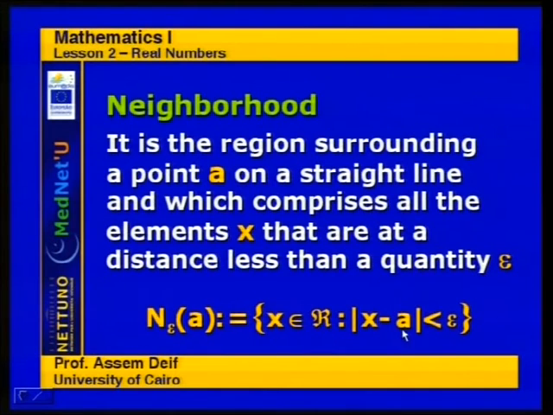So in fact, what we do is that we take a region around the point A, and this is the point at which one wishes to study the neighborhood of A, and you take all points that are at a distance less than a quantity epsilon.